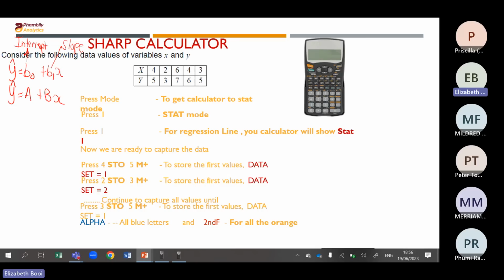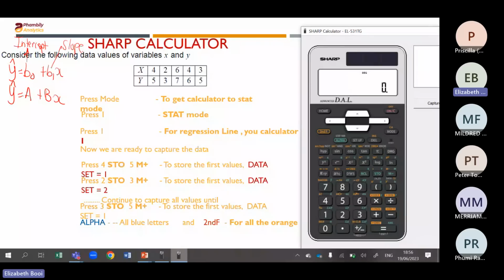Okay, so now let's go to our calculator. We need to put our calculator to stat mode. So you press mode and then you press 1 for stat. For the descriptive analysis, we used 0 for that one unit. Now we're going to press line, which is 1, and our calculator is on stat 1 mode.